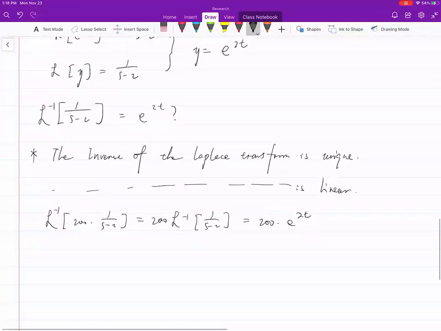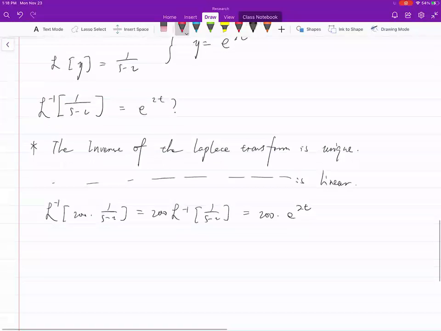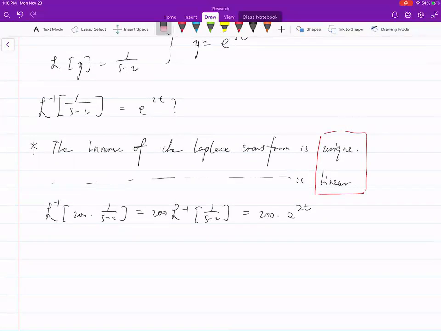Okay, so these two are very important, because every time you do a Laplace transform of an ODE, your answer will be LF. But once you know LF, how do you find the original F? You will need to use this. So these two are very important. Sounds good?